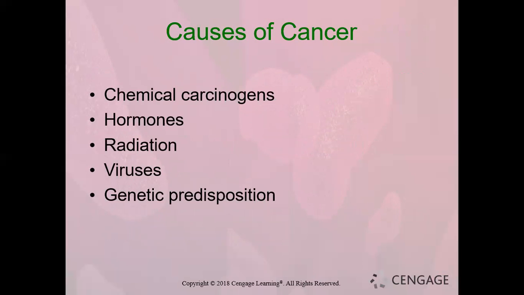Causes of cancer, again: chemical carcinogens, and hormones, especially with women, since breast cancer is often related to hormones. I'm honestly not sure about ovarian cancer. I would imagine that it is, but I don't know. Radiation can cause cancer. That's why they have you cover parts of your body a lot of times when you're getting an x-ray that isn't being x-rayed. Viruses, and then a genetic predisposition.